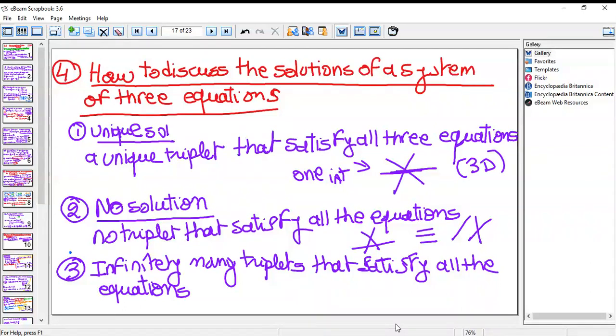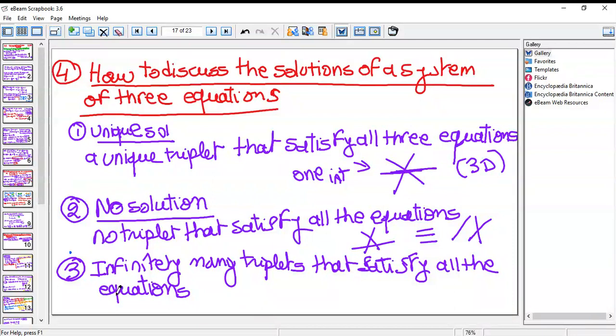So now we are in the last part in this chapter, in this lesson: how to discuss the solution of a system of three equations. What does it mean? It means that I have a parameter m in the system, and I need to discuss, according to the value of m, the three cases. It means for which value of m I have a unique solution, no solution, and infinitely many solutions.